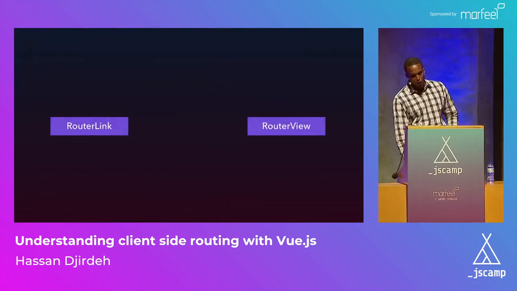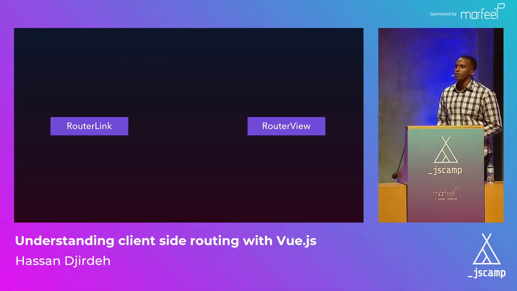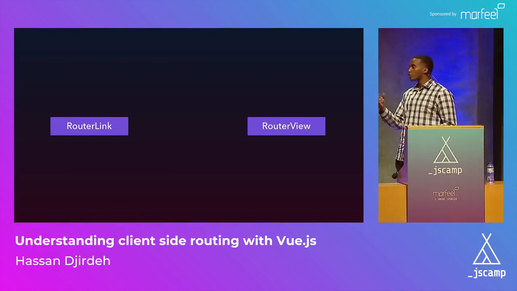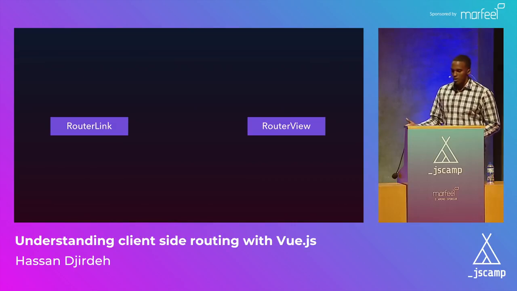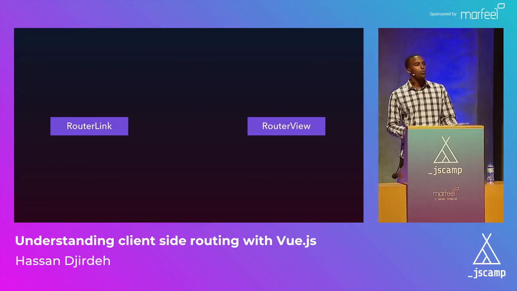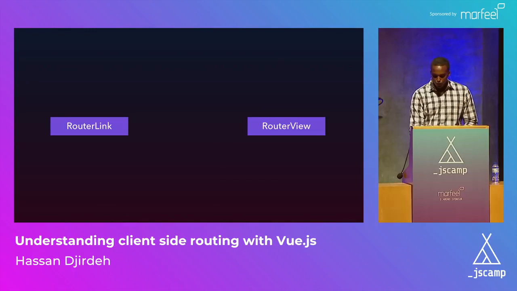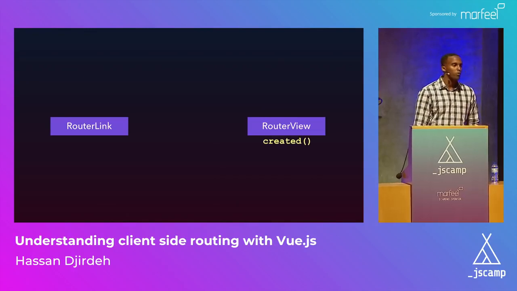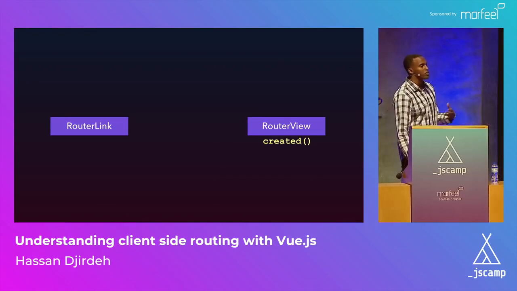Perfect. So at this very moment, if we use the router link element and if a user actually clicked it, the browser location will change. The URL will be updated. But the issue is the router view components will be unaware of the change. This is because router view only picks the correct Pokemon component when it gets created for the very first time.